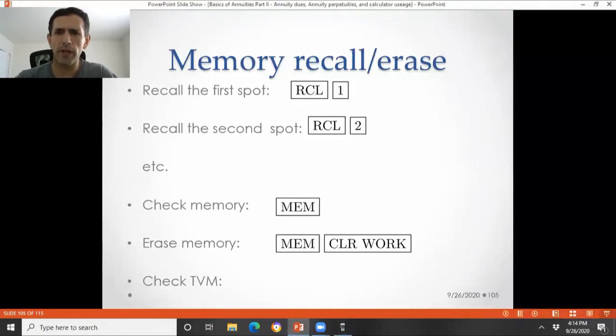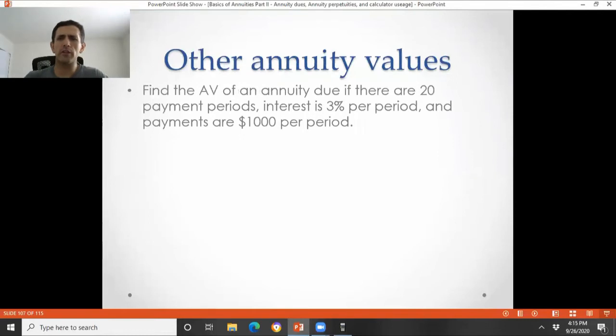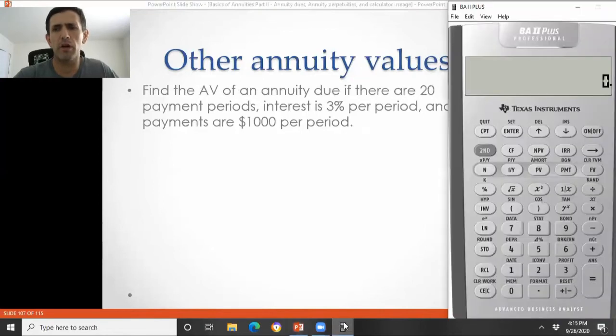Okay, so as I mentioned, this is how you check the time value of money keys. Before I get into nominal and effective annual interest and discount computations, I want to talk a little bit more about annuities and the calculator. So let's first just do an example of how to get the accumulated value of an annuity using the calculator.